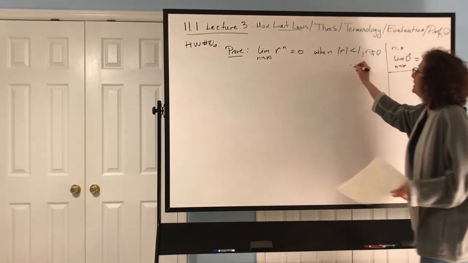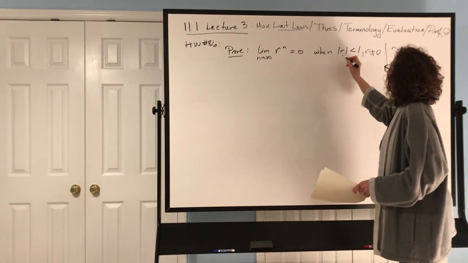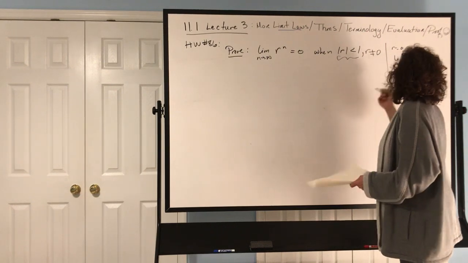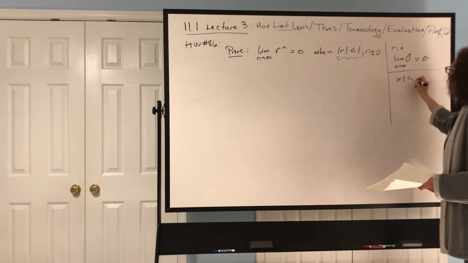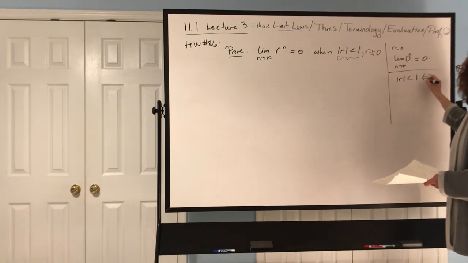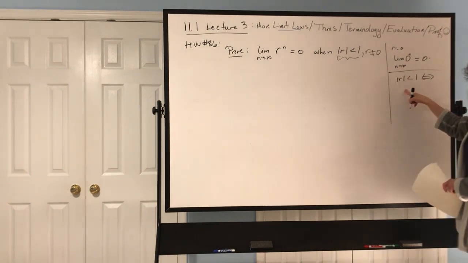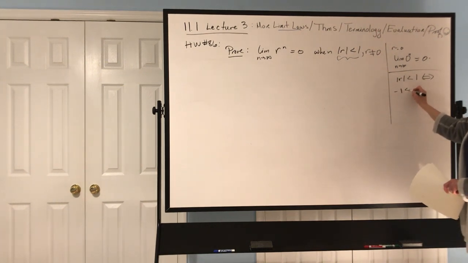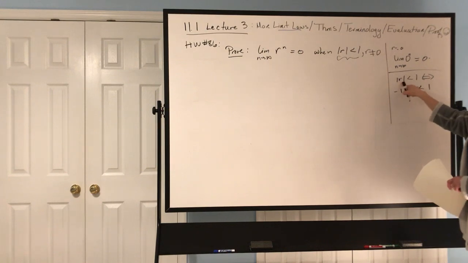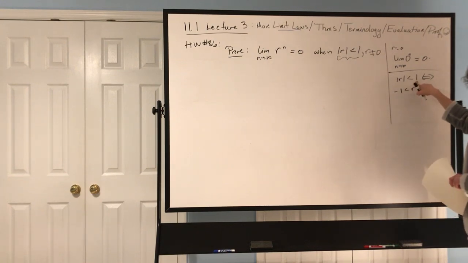Now, what does this mean? The absolute value of r is less than 1. That means, the absolute value of r less than 1 is the same as absolute value notation. If I want to get rid of that, what is that? Good. Minus 1 less than r less than 1. The distance between r and 0 is smaller than 1.